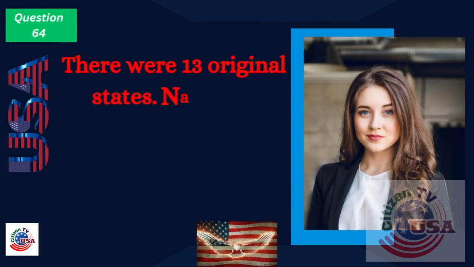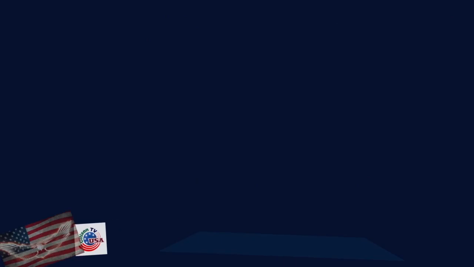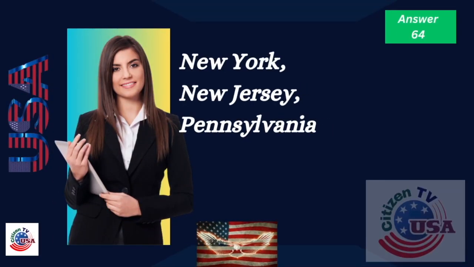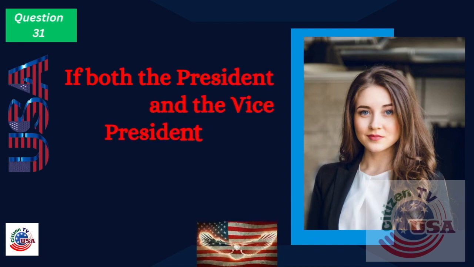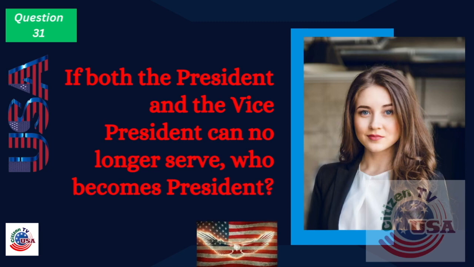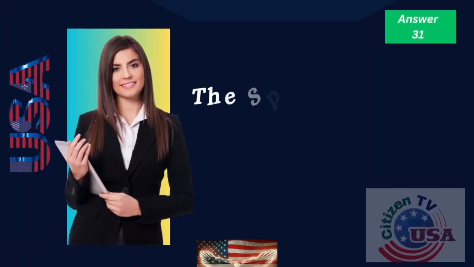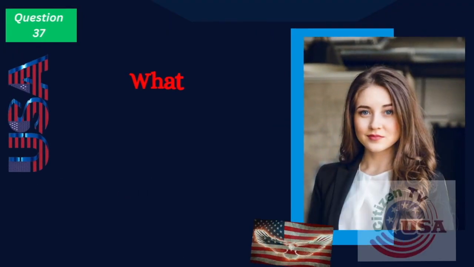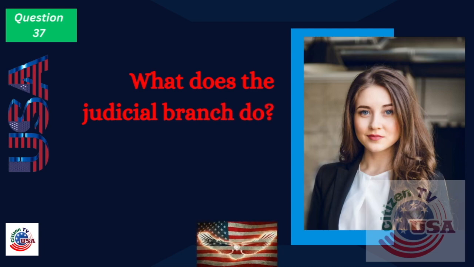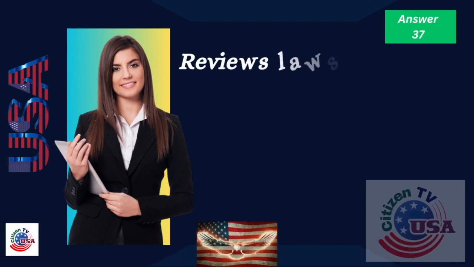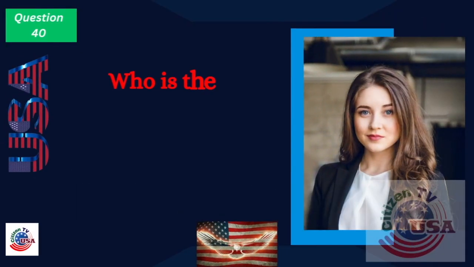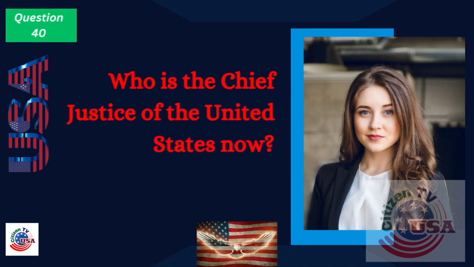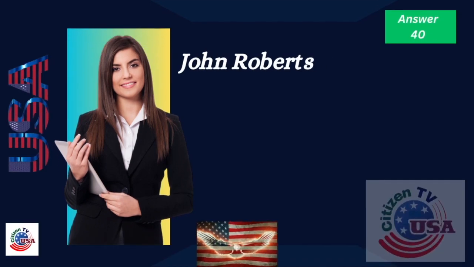There were 13 original states. Name three. New York, New Jersey, Pennsylvania. If both the president and the vice president can no longer serve, who becomes president? The Speaker of the House. What does the judicial branch do? Reviews laws. Who is the Chief Justice of the United States now? John Roberts.